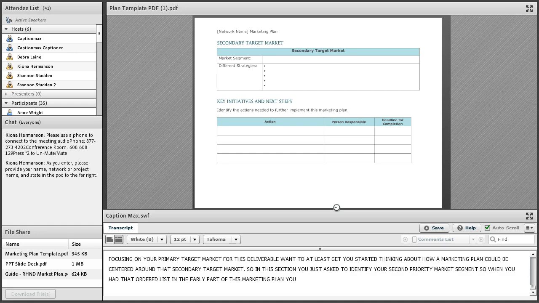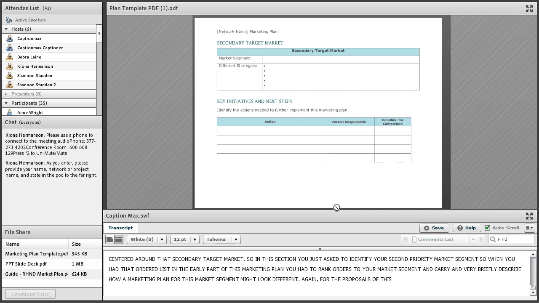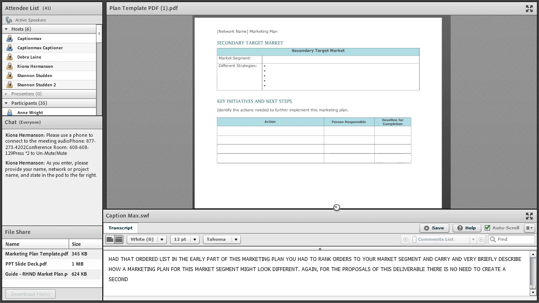As we said, you'll want to create a unique marketing plan for each market segment. And while we're just focusing on your primary target market for this grant deliverable, we want to at least get you started just thinking about how a marketing plan centered around that secondary target market could look. So in this section, you're just asked to identify your second priority market segment.